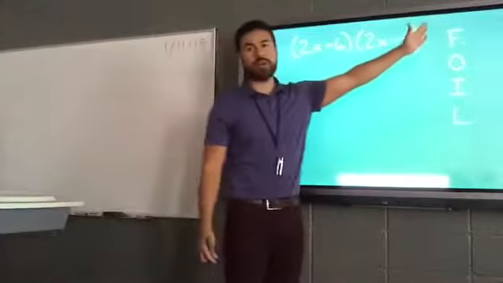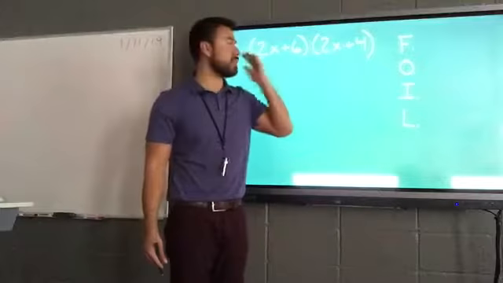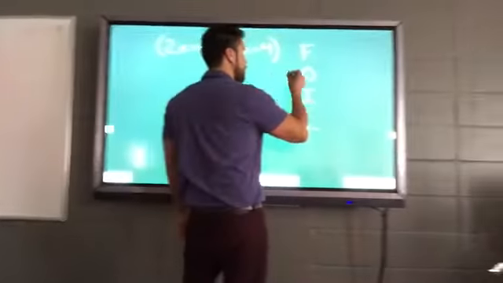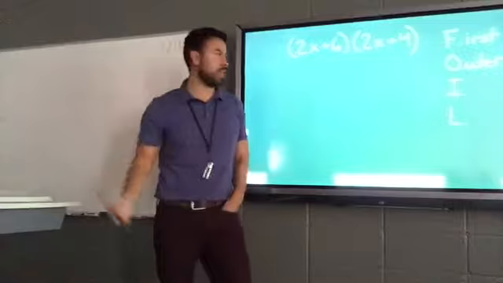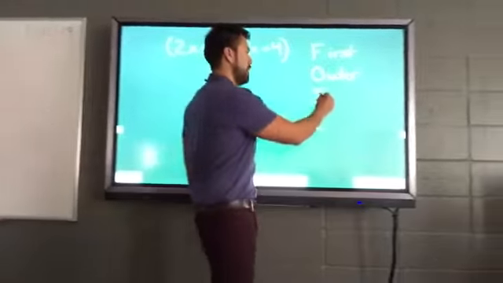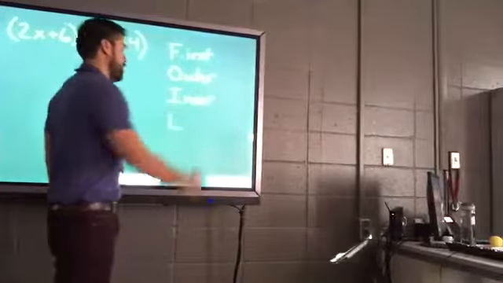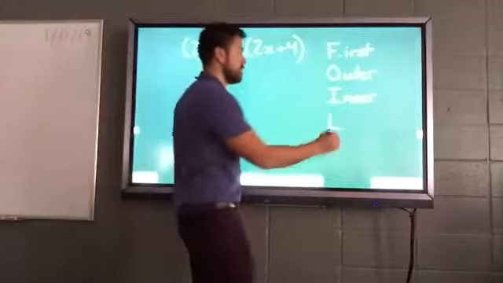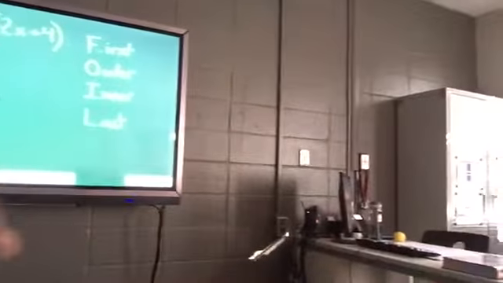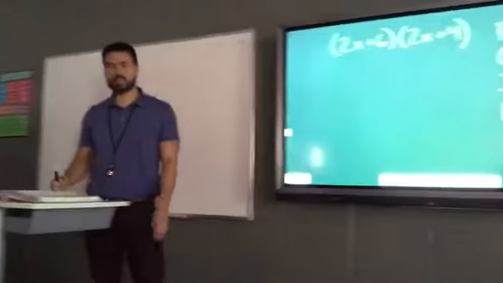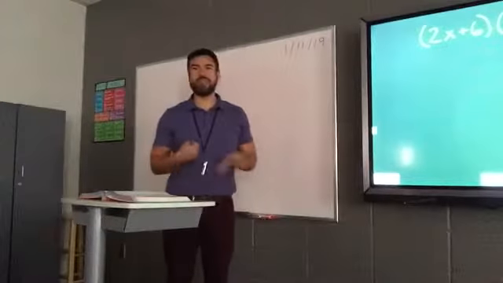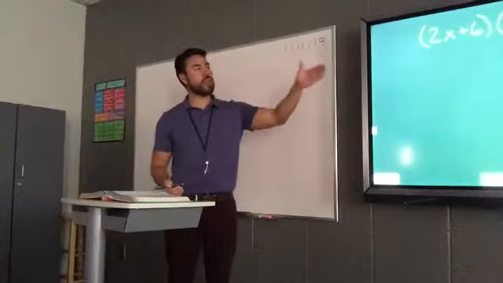With FOIL, it's a nice little acronym, and each letter stands for a certain part of this problem. F stands for first. O stands for outer, and it can also say outside. So I might say outside, I might say outer, it's the same thing. I stands for inner. And L stands for last. So I have these: first, outer, inner, and last.